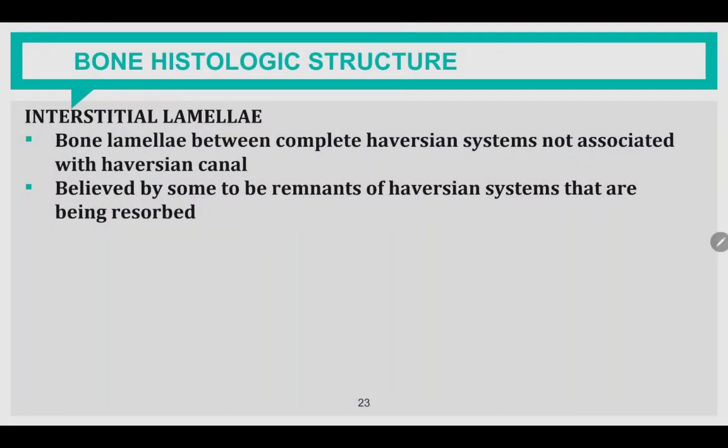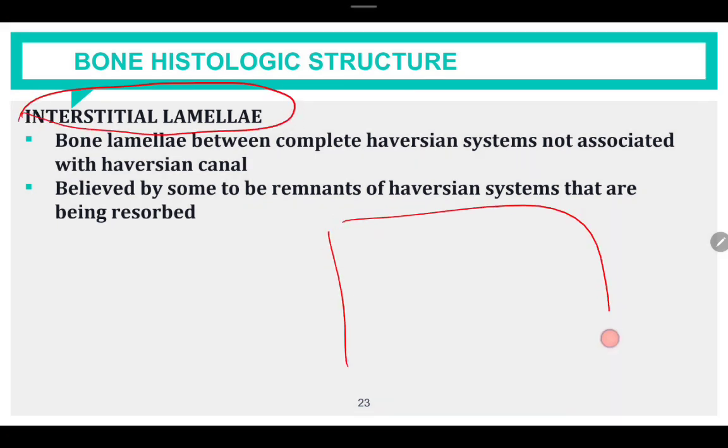Your interstitial lamellae, they are bone lamellae between complete Haversian systems not associated with the Haversian canal and all. That's why sabi ko sa inyo, kung saan nag-end yung ating cement line, the area to which meron na namang another osteon naman, no? Yung parang area doon is what we call the interstitial lamellae.